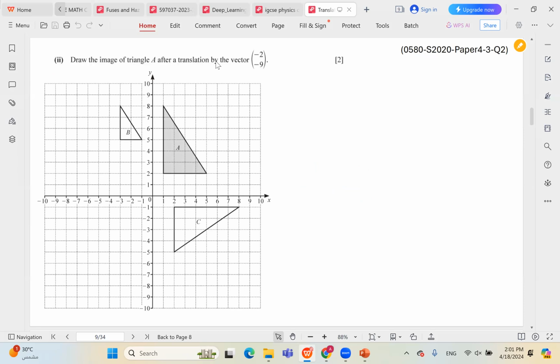Let's repeat the same process again for this question. A, B, and C. We write them down, A, B, C. So A is 1, 2. B is 5, 2. And C is 1, 8. And we add to them the translation vector here, which is -2, -9 in all of them.